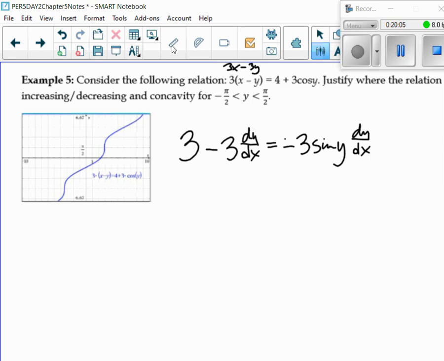Are we good so far? Okay, so now we're going to solve for dy/dx. Can we do this all in one step? Maybe we shouldn't? We should. Okay, let's go for it.